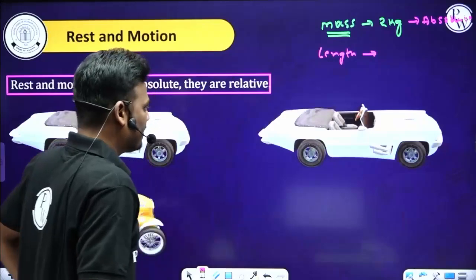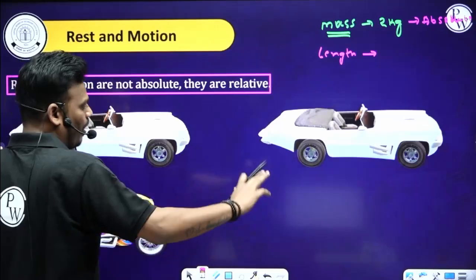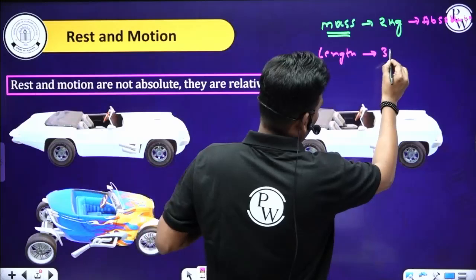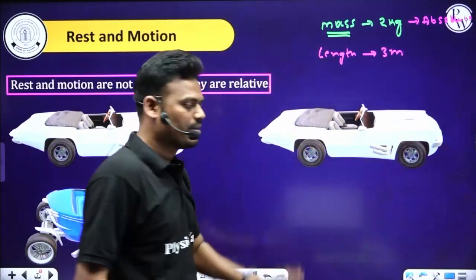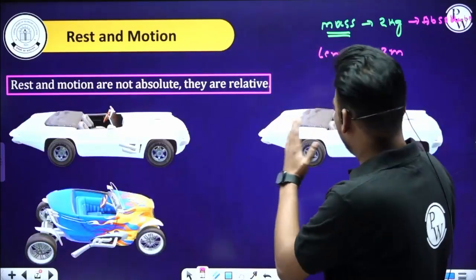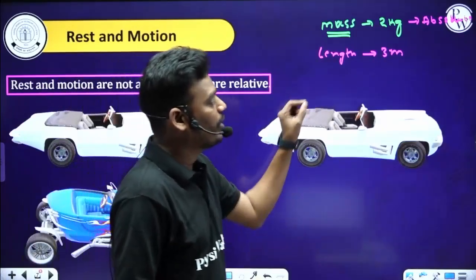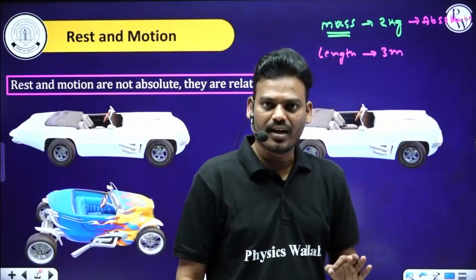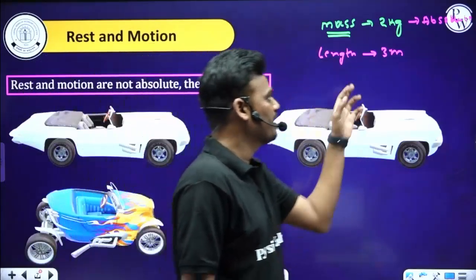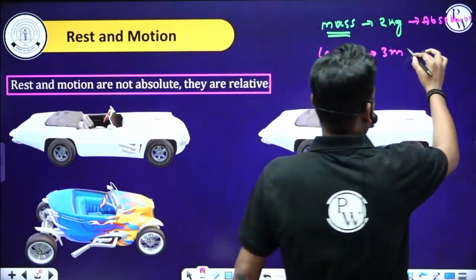For example, let's consider the length of the screen, the smart board, is 3 meters. This is just for example. For me it is 3 meters. What about you? If we measure this screen, for you also it will be 3 meters only. If anybody measures the length of the screen, it will remain 3 meters only. It does not change, so this is also absolute.